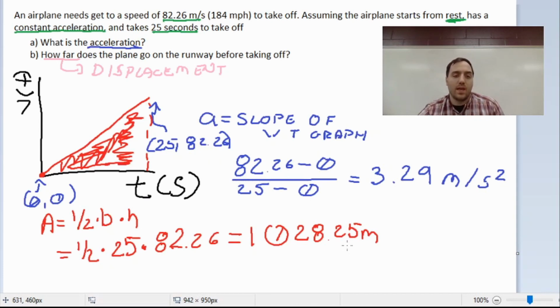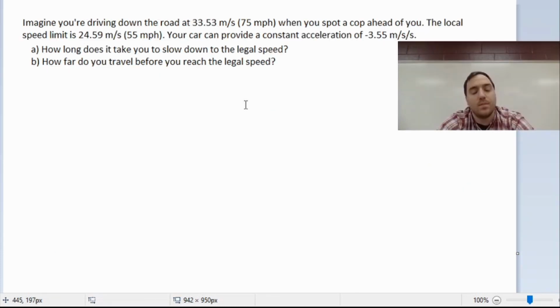Step one, make a passable, if not always amazing, graph. Step two, solve the problem based on the details you got. Let's go ahead and clear this off and take a look at another one.